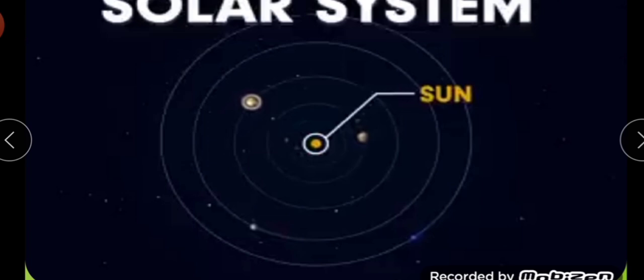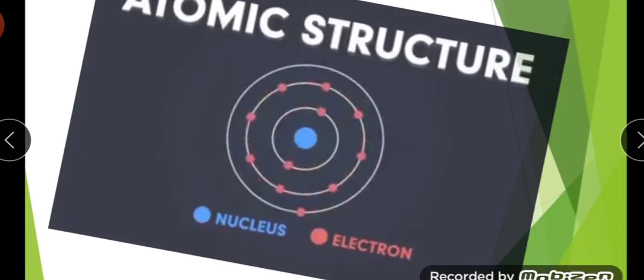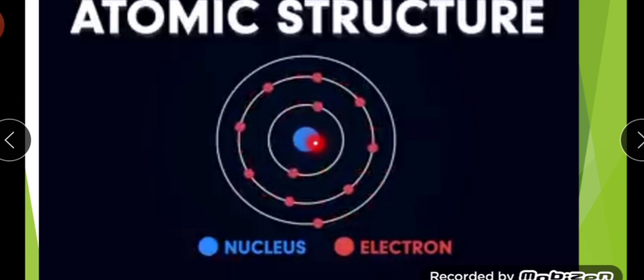In a similar way, we also have the atomic structure. The nucleus acts like the sun, which is located at the center. And the electrons act like the planets, which revolve around the nucleus in a fixed definite path. These orbitals are referred to as shells. The circular orbitals which you can see are called shells or energy levels.